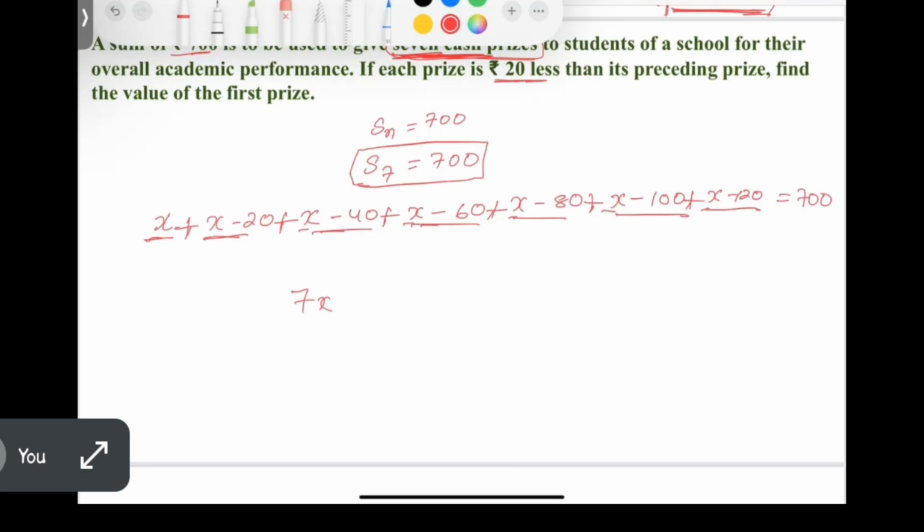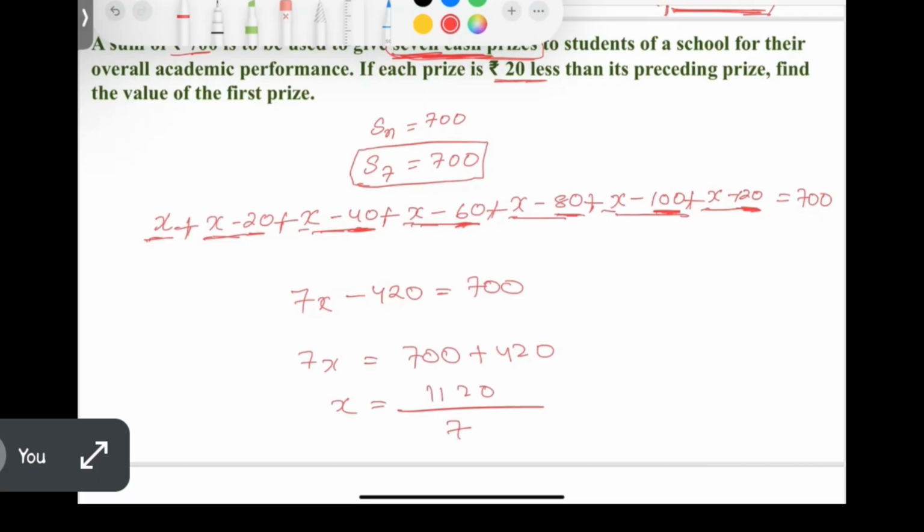So 120 plus 100 is 220, 220 plus 80 is 300, 300 plus 60 is 360, 360 plus 40 is 400, and 400 plus 20 is 420. So minus 420, which is equal to 700. So now 7x is equal to 700, minus will become plus 420, and 7x, the 7 will go into the denominator. 700 plus 420, so 2 zeros, and what is it? 7 plus 4 is 11.